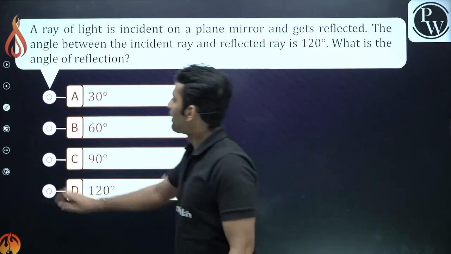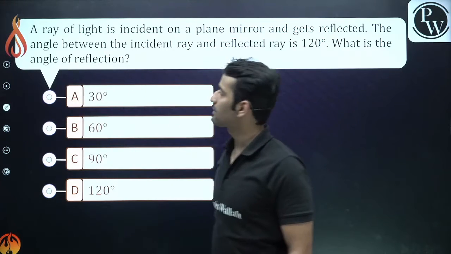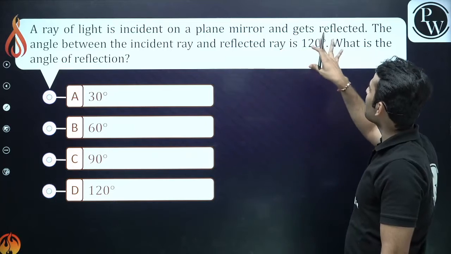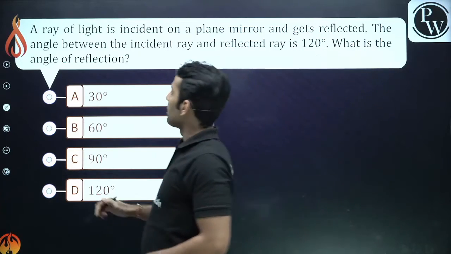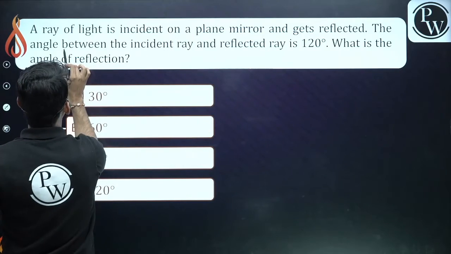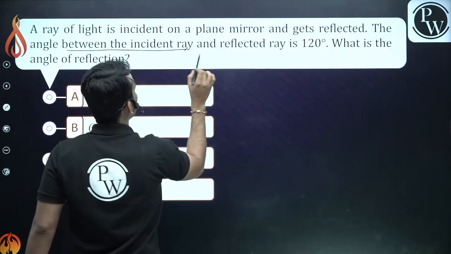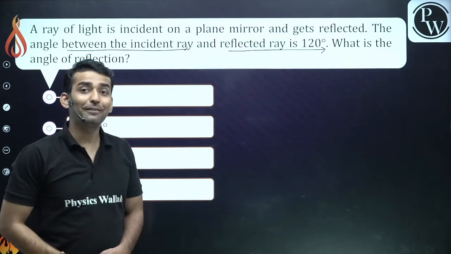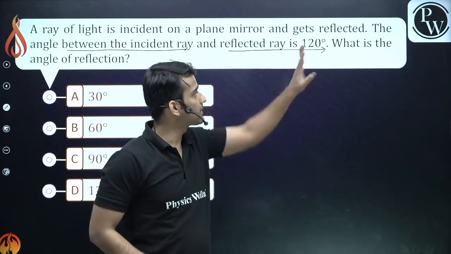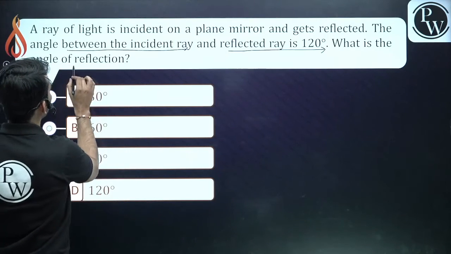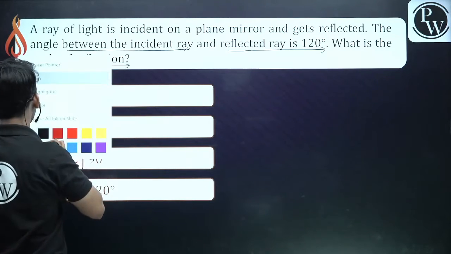Okay. Try this question. Read it guys. Question is, a ray of light is incident on a plane mirror and gets reflected, right? Read it carefully, the angle between the incident ray and the reflected ray is 120 degrees. What you have to find? You have to find the angle of reflection.